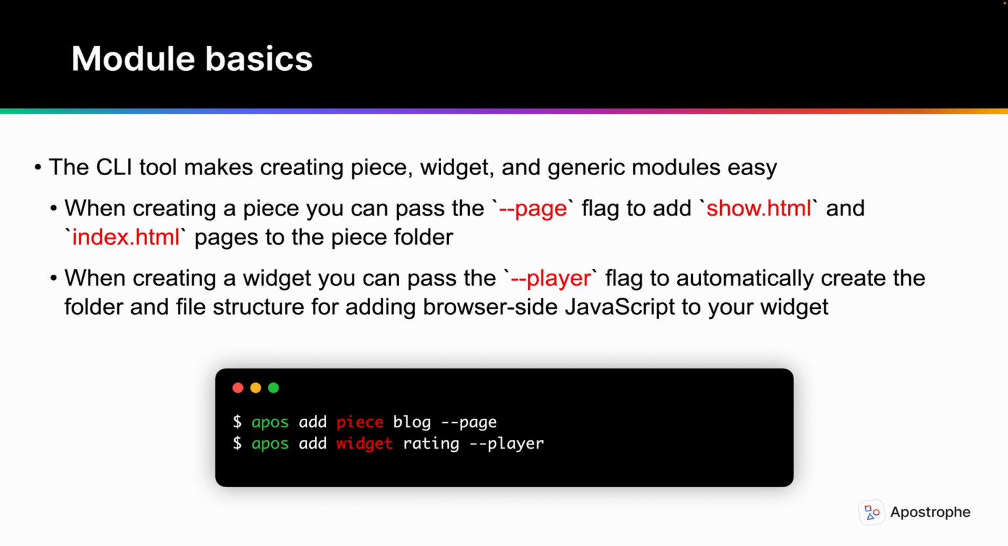When adding a widget, you can also pass the optional --player flag. This will create the folder and file structure for adding browser side JavaScript to your widget that we will talk about in the Creating Widgets tutorial. When creating a piece, you can also pass an optional flag of --page. This will set up the folder and files for your views that we'll be talking about in the Creating Pieces tutorial.